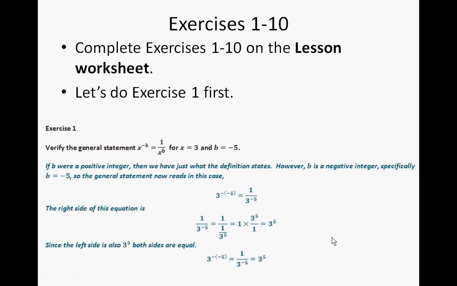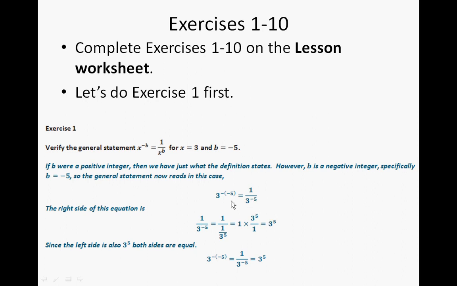Well, this is what you should have, and again, you want to make sure that when you are verifying something, you want to talk about it by splitting up the two sides of the equation. So if b were positive, then we just have what the definition states. However, b is negative. Remember, b is a -5. So that means we have to write it in this instance. So 3 to the opposite of -5, or the opposite of 5, equals 1 over 3 to the -5.